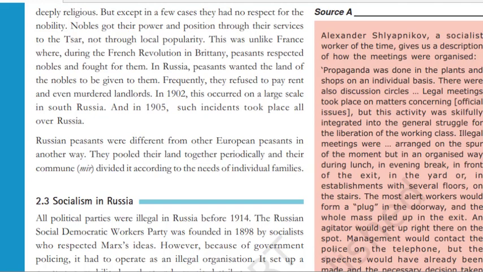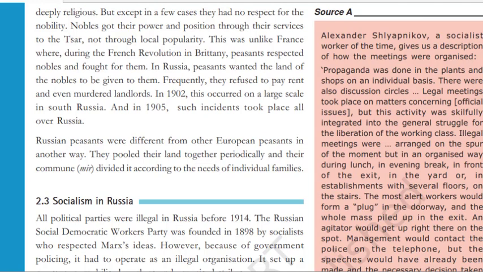In Russia, peasants wanted the land of the nobles to be given to them. Frequently, they refused to pay rent and even murdered landlords. In 1902, this occurred on a large scale in South Russia. And in 1905, such incidents took place all over Russia.